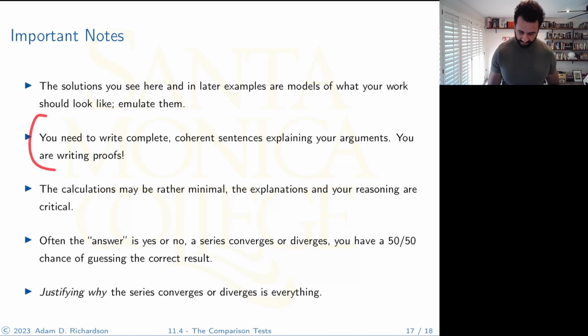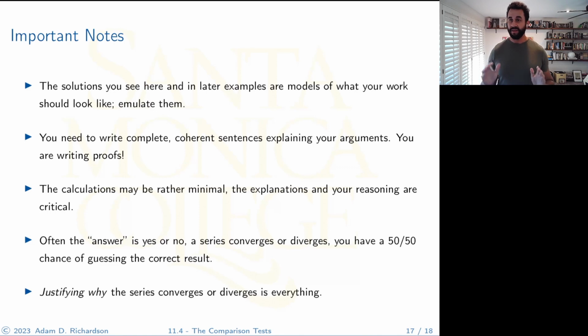Oh yeah, there it is. You need to write complete sentences. They need to be coherent sentences that explain your arguments. You're writing proofs. We are literally doing proofs at this point. So be precise and be clear and careful. I've said this a couple of times. You'll notice the calculations are really rather minimal. What really is important here is your explanations and your reasoning. So you need to be able to clearly explain your reasoning of why a series converges or diverges.